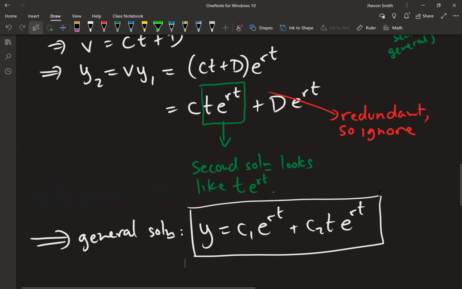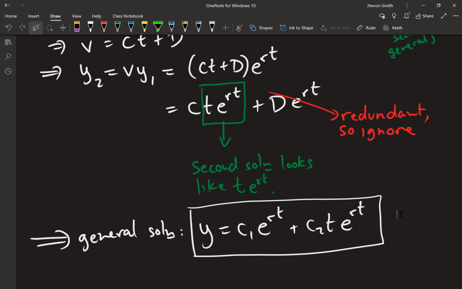So you might be worried that, hey, we just randomly guessed that e to the rt was going to be an answer, and then we just happened to use this technique to get this other one. How do I know that the answer couldn't be different? How do I know that there isn't some other answer out there? Well, we know by the existence and uniqueness theorem. The answer here is unique.